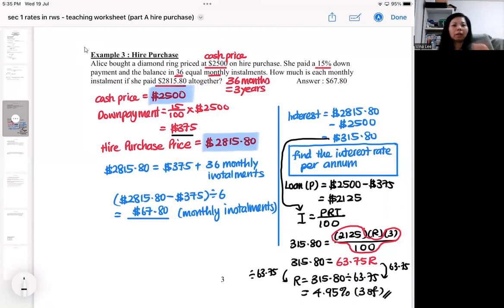But in this question, they ask for the monthly installment. I'm just extending this question to show you what if you actually need to find the yearly interest rate. There are some very difficult questions, and they kind of marry algebra inside as well. That's quite possible. So get the whole situation first. When you come to hire purchase, you got to know where is your cash price, what is the down payment, how much time is involved, how much interest is involved, and what is the loan that is involved.